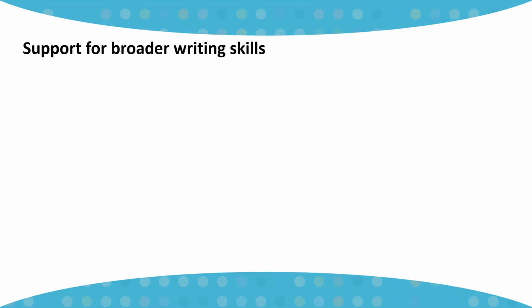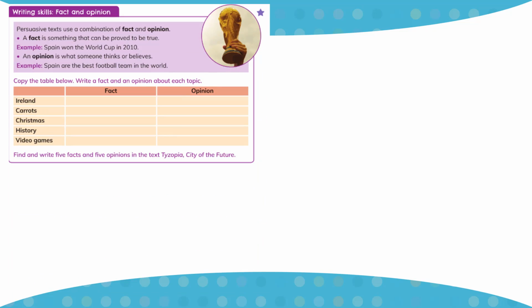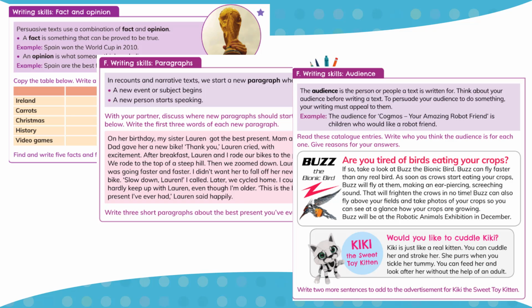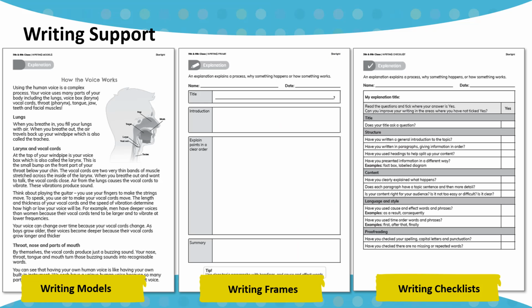There is also support for broader writing skills, such as distinguishing fact from opinion, organising information into paragraphs, and writing for your audience. Writing models, frames, and checklists are also available online to support students when writing their own texts.